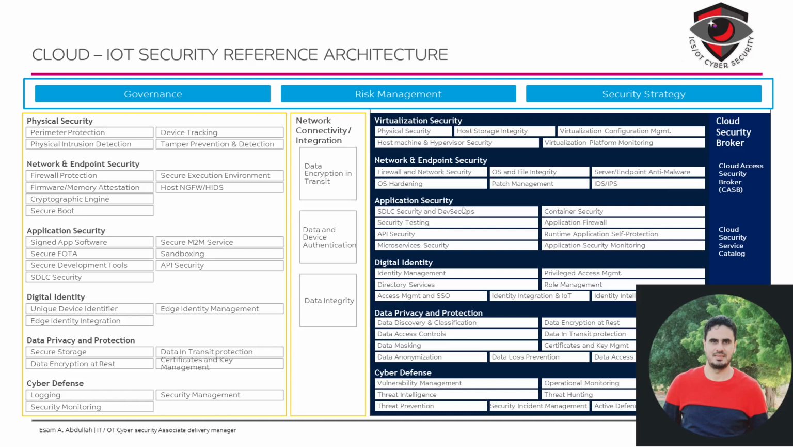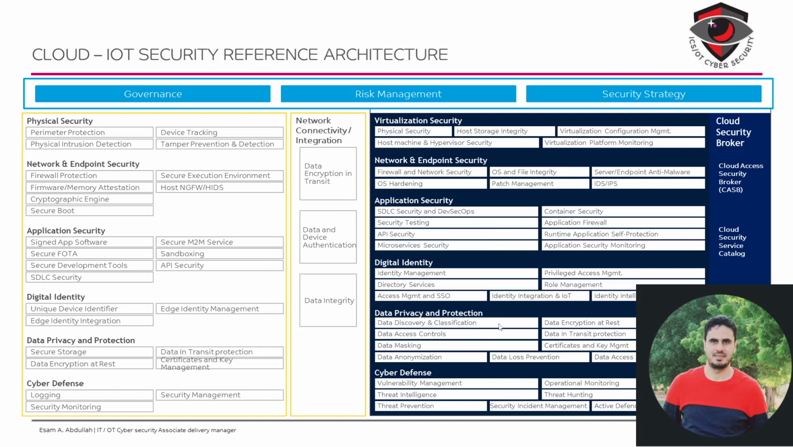On the application security, we will go through a little bit about SDLC security and DevSecOps, security testing, API security, microservice security, containers, application firewall, runtime application self-protection, and application security monitoring. And in the digital identity, we will go through identity management, directory service, access management and SSO, identity integration, and IoT. So there are too many components. We will go through them during the explanation for the cloud security.